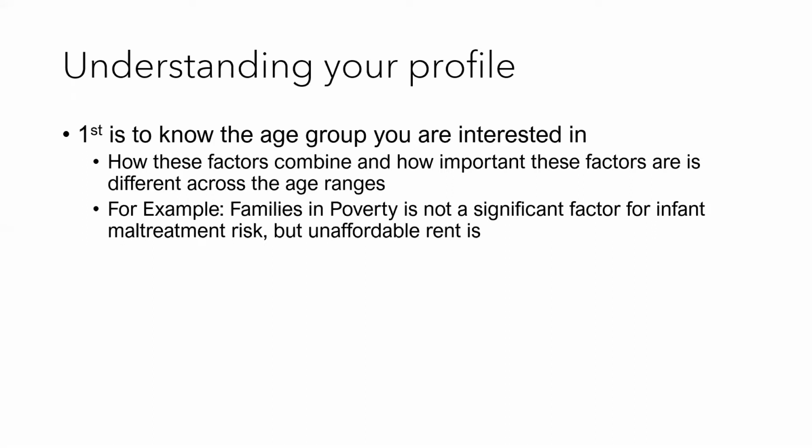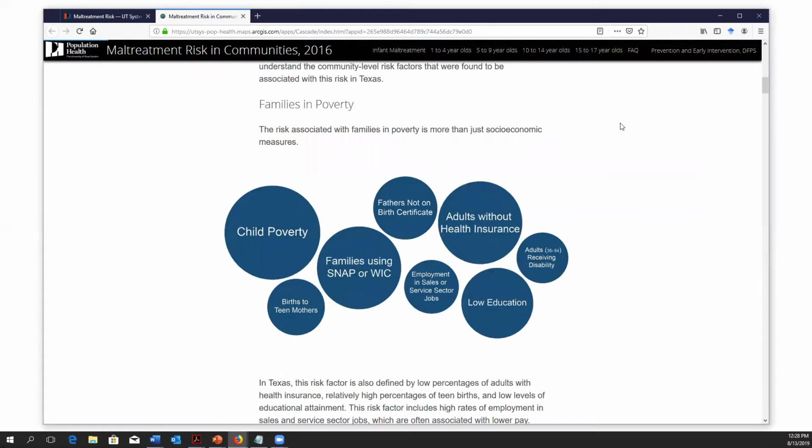Infants have the highest risk for maltreatment out of any of our age groups, and then 1 to 3 is a little bit higher, and risk trails off as you go into the older age groups. So we broke up all of our profiles by the child's age. And so when you go into our risk maps, you'll see at the top of our risk maps the different age groups that you can look into.